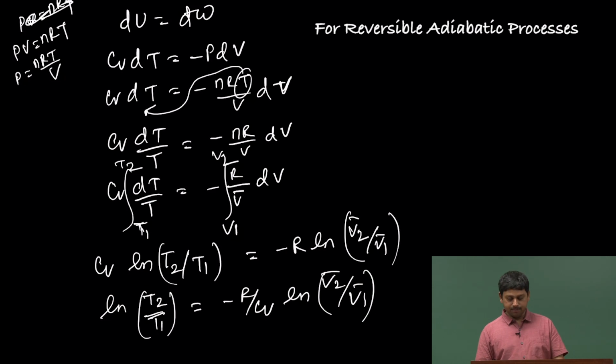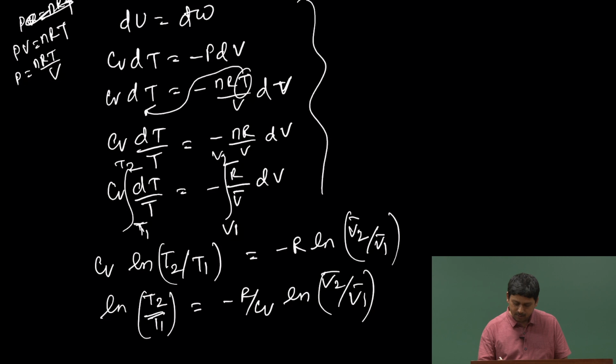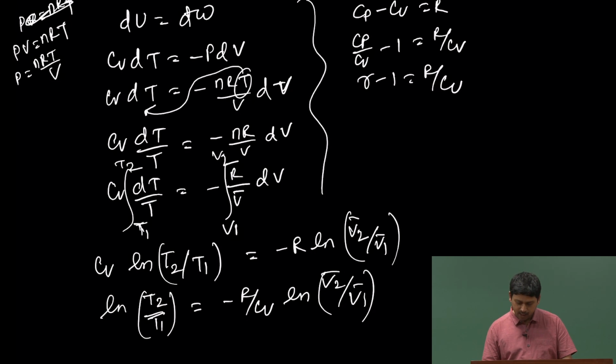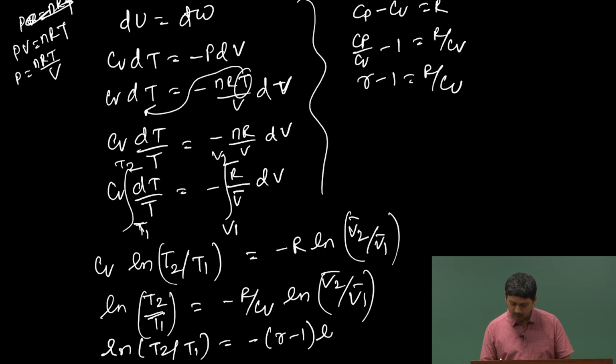And what is R by Cv? So, Cp minus Cv equal to R, right. Divide both sides by Cv, you will get Cp by Cv minus 1 equal to R by Cv, right. So, R by Cv is Cp by Cv minus 1, and Cp by Cv is typically called gamma. So, gamma minus 1 is R by Cv. So, we can now write that ln T2 by T1 is equal to minus (gamma minus 1) ln V2 by V1 bar.